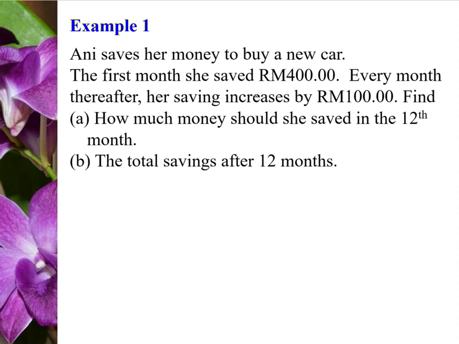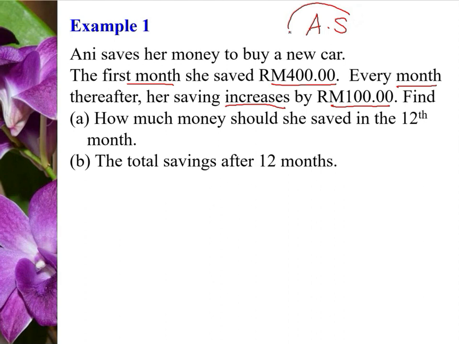Okay, so is this a geometric or an arithmetic sequence problem? Remember the clue just now, increasing and decreasing of a constant amount. So do we have any constant amount that's increased for this question? Well, yes, her saving increases by 100 ringgit for every month. So 100 ringgit is a constant amount. And at the first month, she saved 400 ringgit. So this is an arithmetic sequence problem.